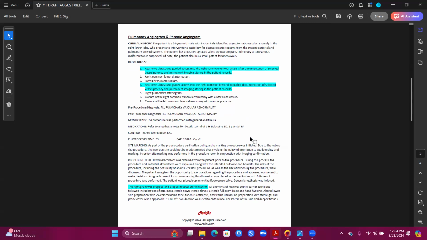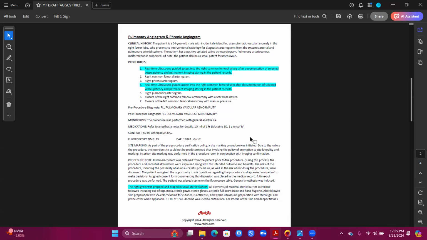So we have a patient who presents with an incidentally identified asymptomatic vascular anomaly in the right lower lobe. Now the patient is coming for catheter-based imaging because a pulmonary arteriovenous malformation is suspected. So as always, we're going to start with our numbered procedure list and get a feel for what the physician is doing. So you'll notice right off the bat, based on the highlights, that we actually have two separate access sites that are being utilized to perform this procedure.